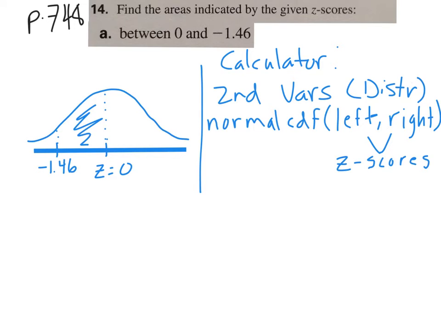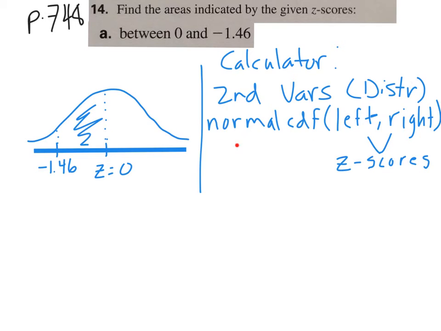If you go to the calculator and press second at the top left, and then press vars, which is next to the clear button, above vars in a different color you should see distribution. That's what we're after. If you hit second vars, you should get a menu where your second option, I believe, is normal CDF.